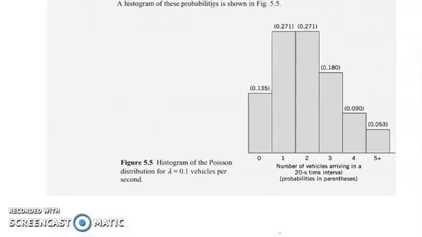So we have here our histogram. This is a graph showing the histogram of the Poisson distribution, wherein our lambda is equal to 0.1 vehicles per second, and the corresponding number of vehicles arriving in a 20-second time interval: 0, 1, 2, 3, 4, and 5 or more vehicles. We have now the corresponding probability for the arrival of those vehicles.